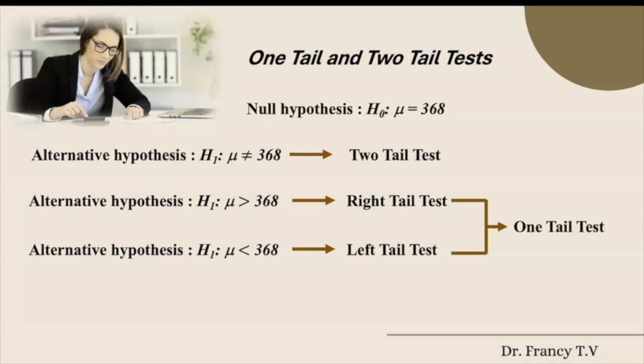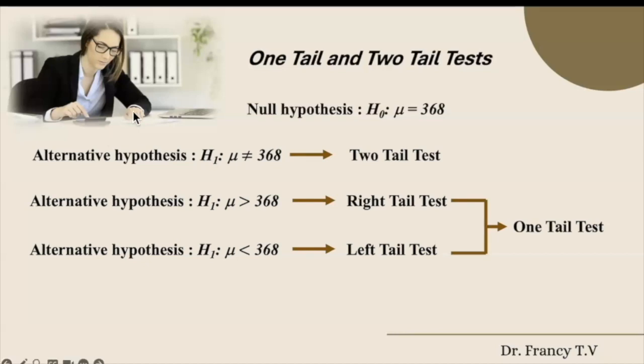There is a reason for this. Mu not equal to 368 means mu can be either less than or more than 368. That is why it is called two-tail test, whereas mu greater than 368 leads to right tail. Similarly, mu less than 368 leads to left tail.